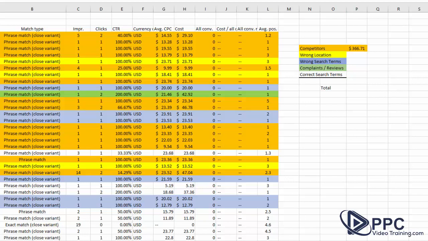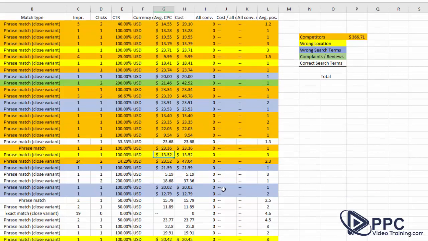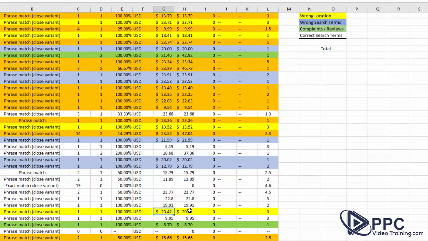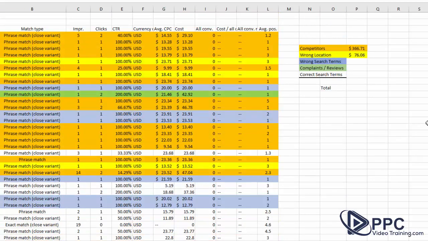Now in the yellow, when we talk about wrong locations, this is a company based in Minnesota. People were in Minnesota, but they might have been here for business or on vacation, and they were looking for this type of company in other states. So for instance, this one, they were looking for this type of company in Maryland. This one in a different city outside of where they were located. This one, Arkansas. This one, California. All in all, $76.06 was spent in the wrong locations.